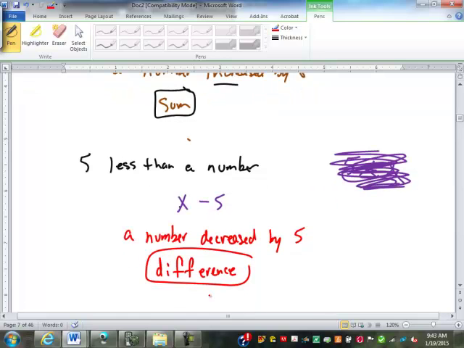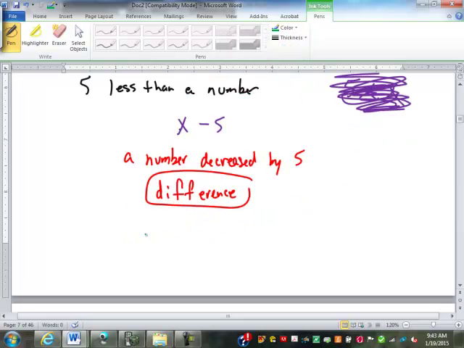Now just a little side note, 5 less than a number is X minus 5. 5 less a number, that is 5 minus X. Saying 5 less a number, so you're taking the number away from the 5 instead of 5 away from the number. So there are some very subtle little things like that you have to be careful of.